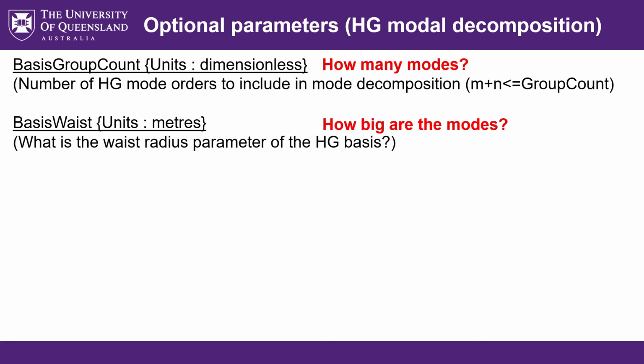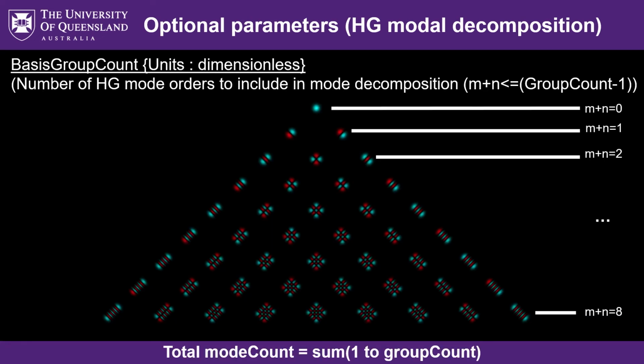Primarily, you'll need to define how many modes you want in your decomposition, the basis group count, or more specifically, up to what mode order you want to include. And you'll also have to specify the waist radius of your basis in meters. Basis group count specifies the maximum mode order in the mode decomposition. These are the Hermite-Gaussian modes of index mn, and the mode order is m plus n.